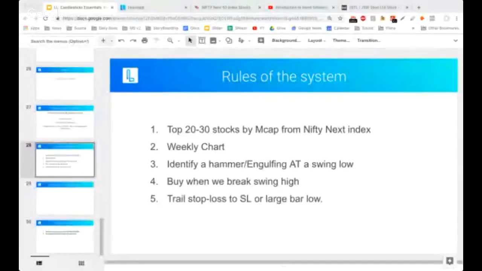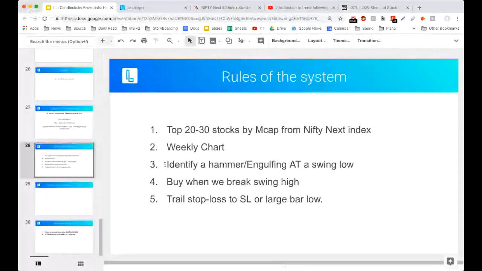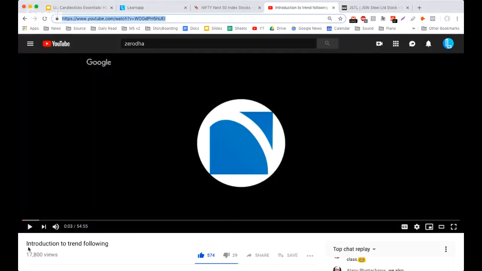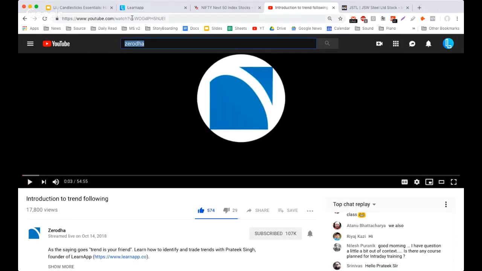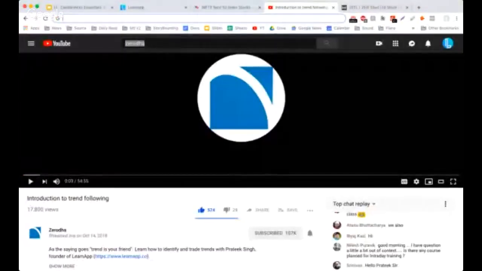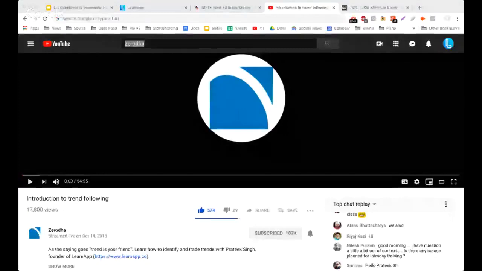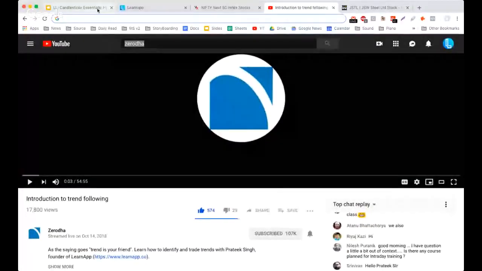Let me explain condition 3 properly. So identify a hammer engulfing at a swing low. Now, to understand this, you should know what a swing low is. So please go to Introduction to Trend Following. You can Google it. It's on our Zerodha YouTube page. Go to it, watch it. The link is right here. Can I give you the link? One minute. Let me see if this goes through. This is the link for the swing high, swing low. Use this, learn, and after you've learned swing lows, then this should be super clear.